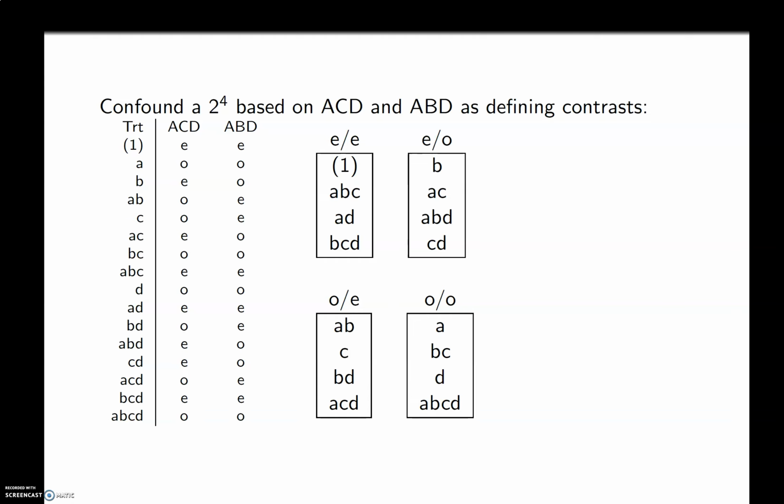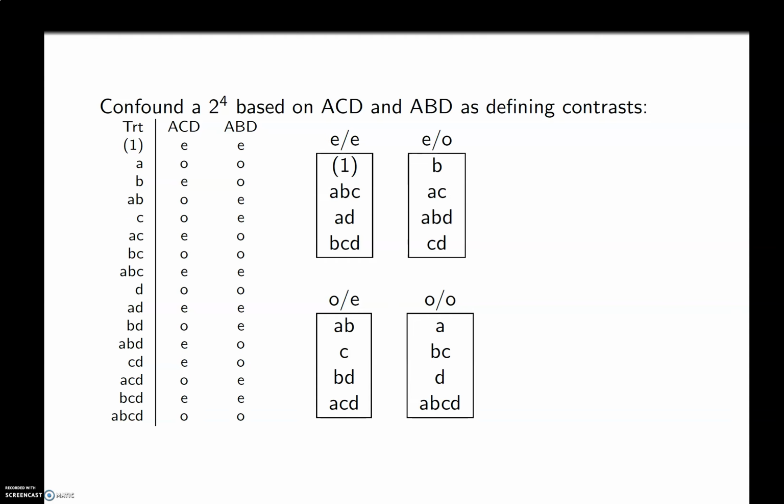Okay, so let's start with the grand mean. I'm not going to run through all of this. It's your responsibility to make sure you've got all of this. For both of our defining contrasts, the grand mean is defined as even. Why? Well, if we use the even-odd rule, we get 0 matches for both of those defining contrasts, and 0 is deemed an even number.